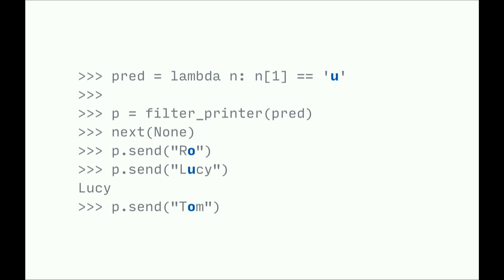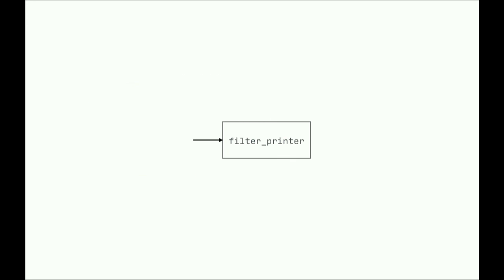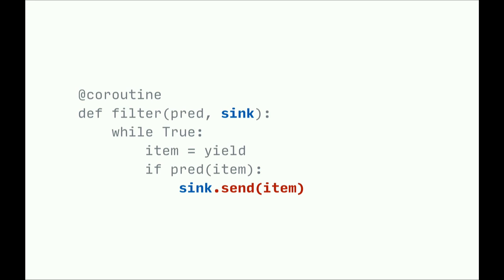The problem with this, though, is that we've tied up our filtering logic and our printing logic. So once again, filter printer is also a sink. And these are useful, but not super useful. So here we're going to pass the sink into this coroutine. And then every time we send a value into this coroutine, we're going to send it onto the sink. So you can see this is becoming more of a pipe and less of a sink.